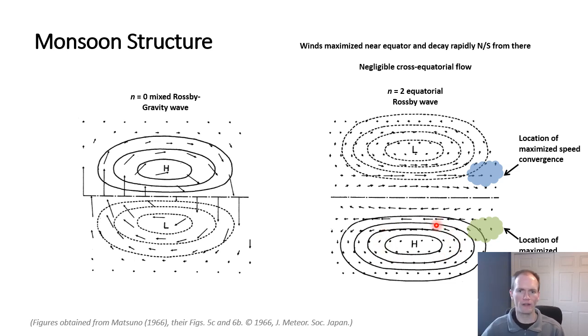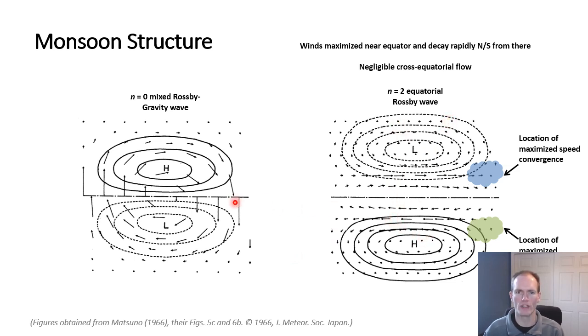Note how the sense of rotation is the same between the two hemispheres. It is counterclockwise in both hemispheres for this half wavelength. So unlike the n equals 1 equatorial Rossby wave, where you had the pressure anomalies be the same between the two hemispheres, here you have the sense of rotation being the same between the two hemispheres. But it has the opposite pressure pattern similar to the mixed Rossby gravity wave, keeping in mind that the other half wavelength of this mixed Rossby gravity wave would be low over high, just like we see here for the n equals 2 equatorial Rossby wave.